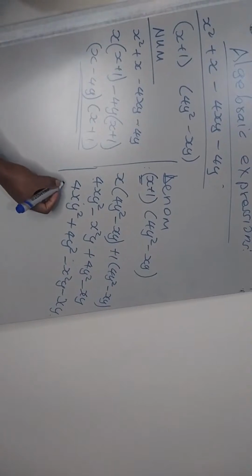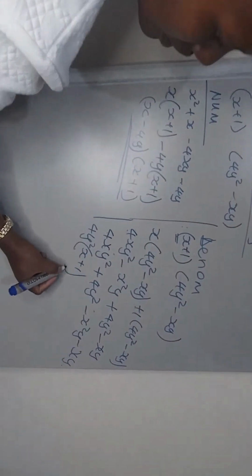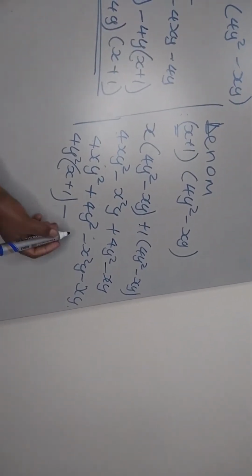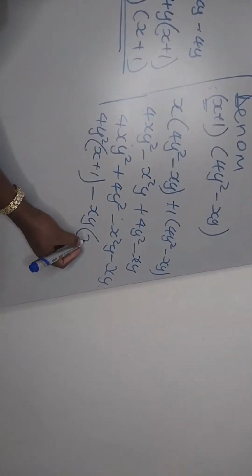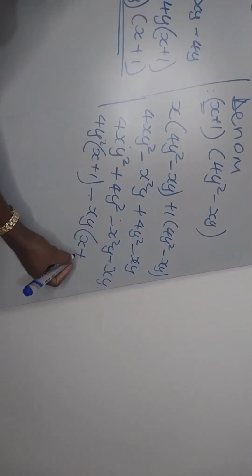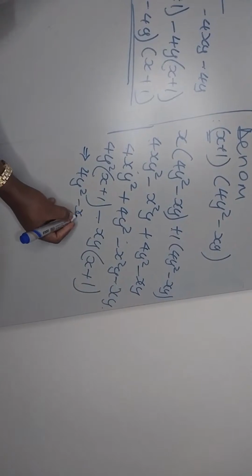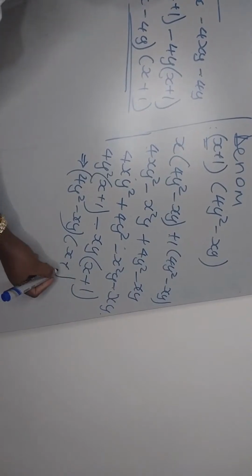So what is common here will be the 4 and y squared into (x plus 1), minus, again what is common there? It is xy into x, minus times minus gives us a plus 1. xy divided by xy is 1. So this denominator ends like (4y squared minus xy) into (x plus 1).